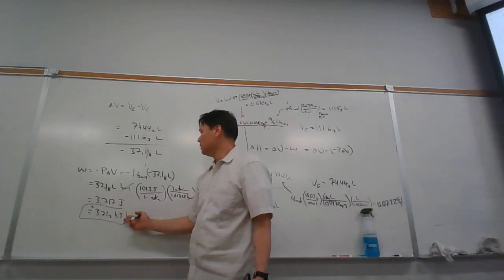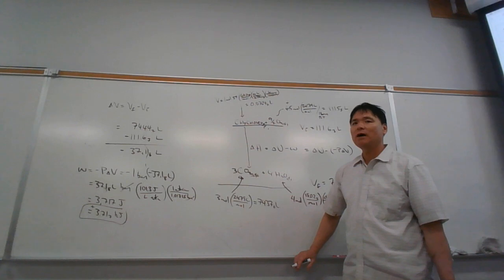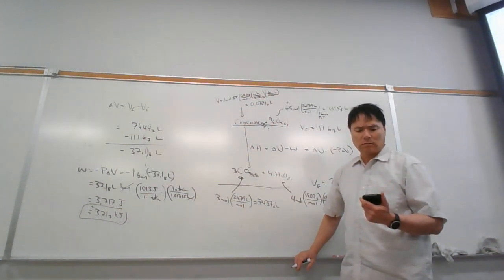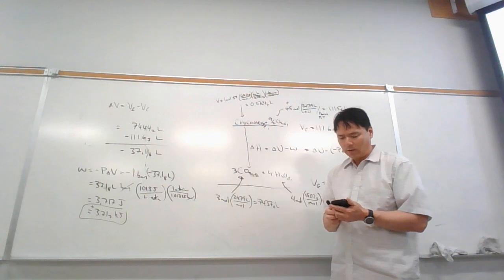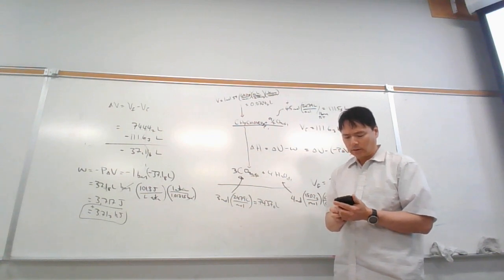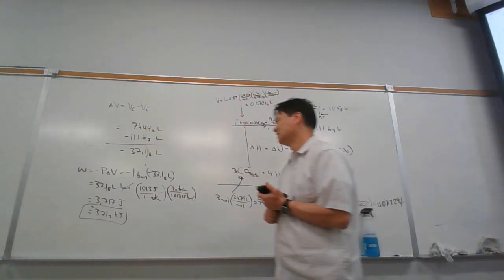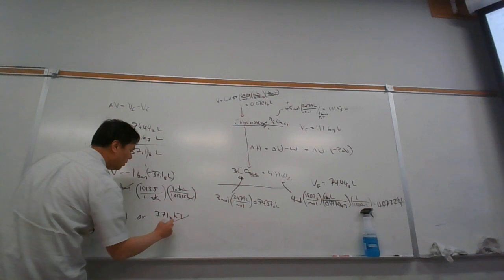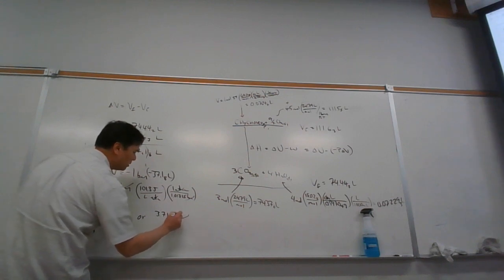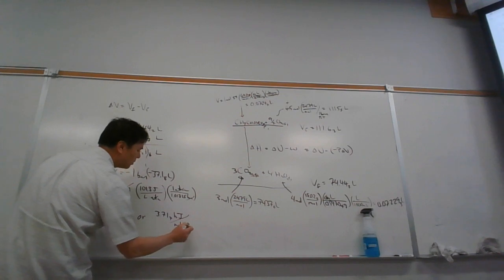Now, this work is extensive, right? But it's also intensive because that's the amount of work for combusting how many moles of propanol? 1 mole. Yeah, 1 mole. Or we could say 3.717 kilojoules per mole of propane that's combusted. Oh, actually, isopropyl. I'll just call it IP, isopropyl.